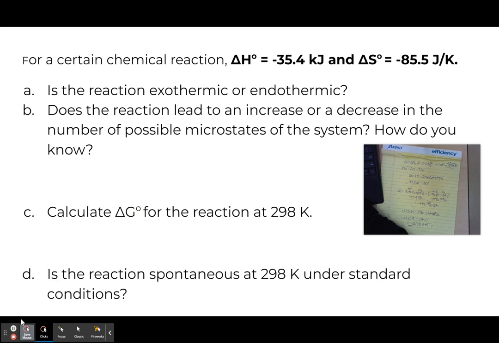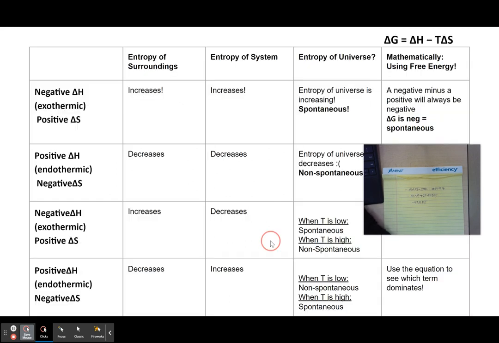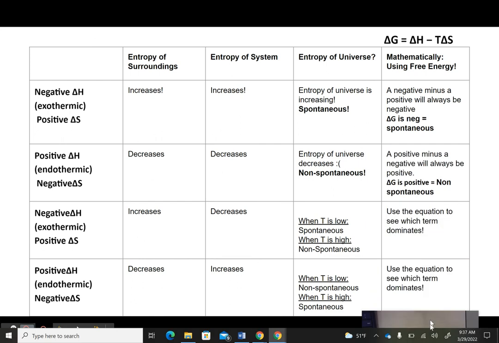Now I want you to calculate the standard delta G for the reaction at 298 K. What I got here is I converted my entropy again into kilojoules, and so it was negative 35.4 kilojoules, and then if we're subtracting a negative, it's plus 25.479 kilojoules. I got negative 9.921 kilojoules, and that is going to be spontaneous.